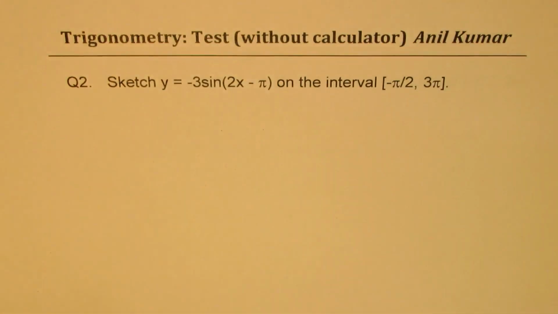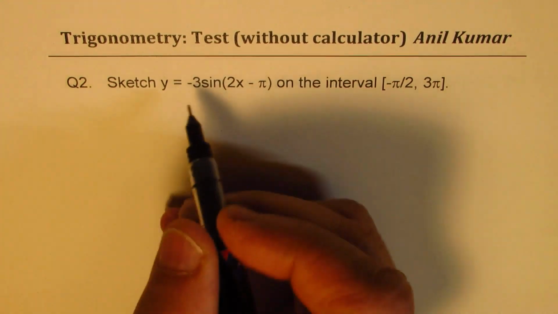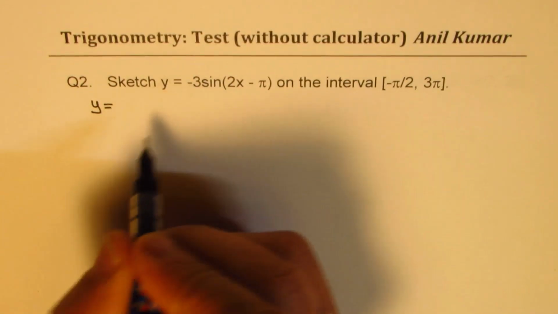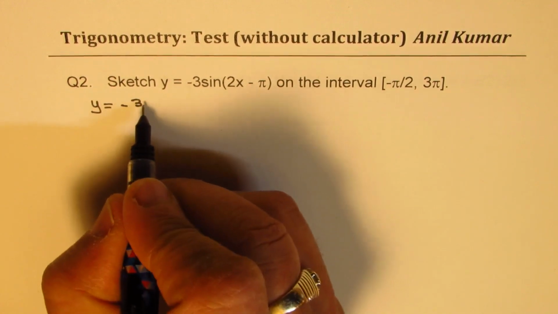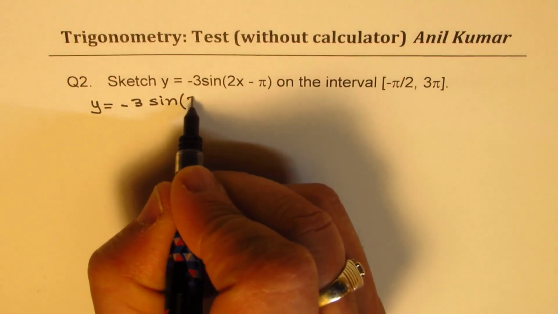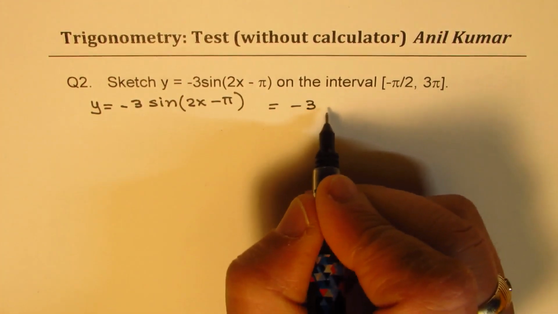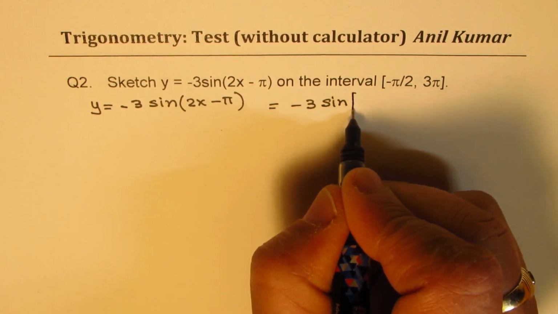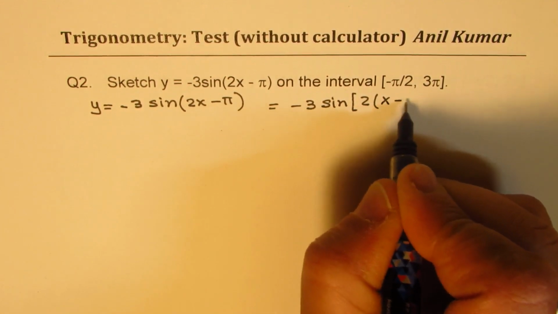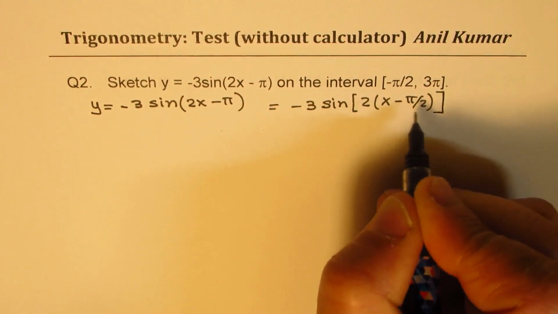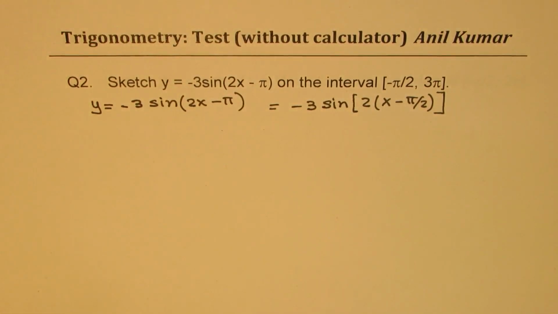So let's move on and take question number 2. You need to sketch minus 3 sine 2x minus pi on the interval minus pi by 2 to 3 pi. Now in such questions, you should first, let me write the equation given to us, which is minus 3 sine of 2x minus pi. So I can write this as minus 3 sine of 2 common, right? x minus pi by 2. So that really gives you the correct phase shift, right?